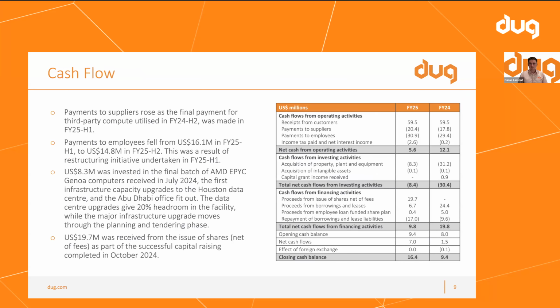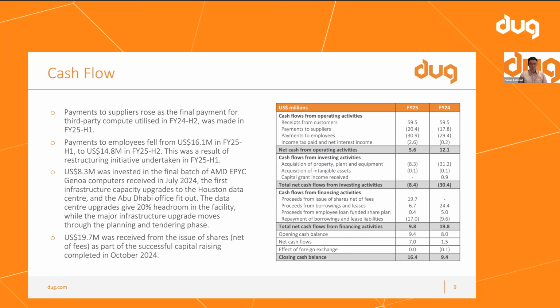Cash flow then. Cash flow for suppliers was a result, same in the first half actually, of the third party compute that was utilized in the second half of FY24 being paid off in FY25 half one. So that's where we get a bit of a step up in payments to suppliers, but it's as a result of that third party compute utilized in FY24.